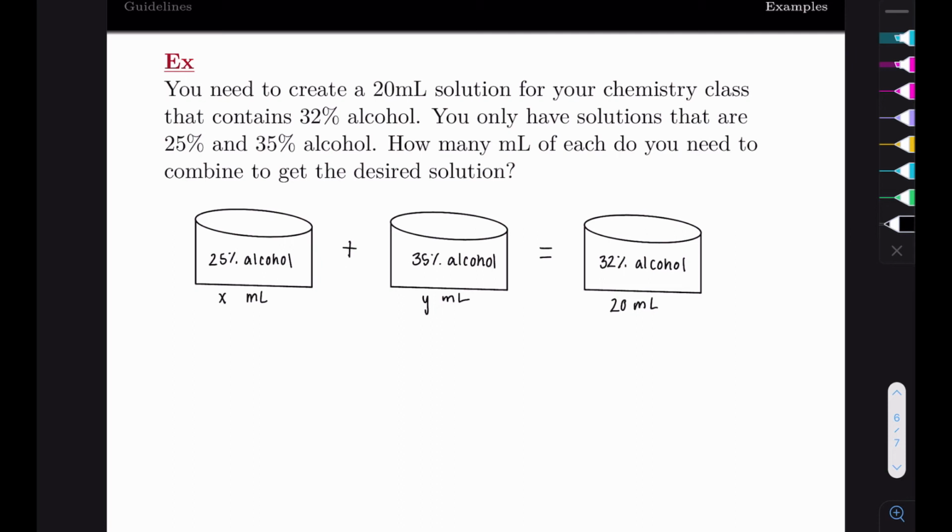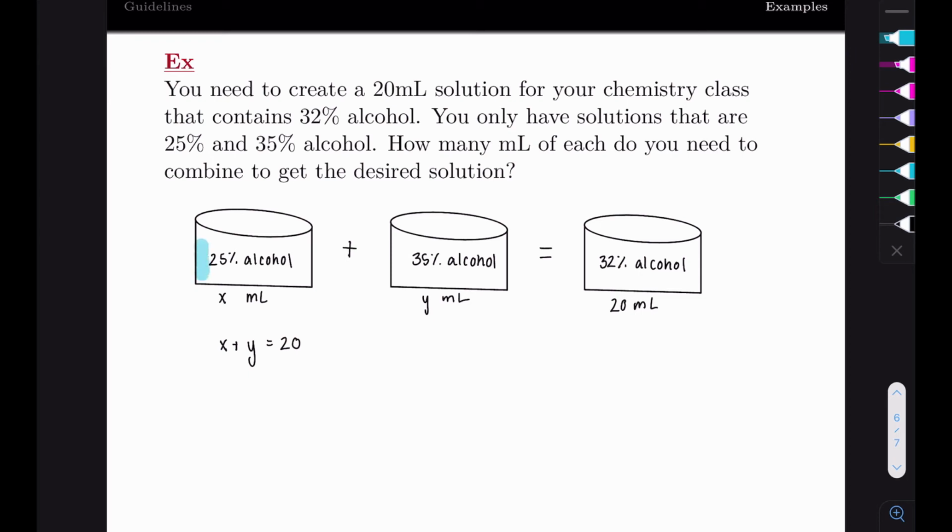So I need to come up with 2 equations as a result of this. The first one is going to deal with the fact that I want 20 milliliters of this solution. So if I take the amount of milliliters from each jug and add them together, it better in total be 20 milliliters. So that's going to be our first equation. The second equation is a little bit harder to come up with, but if you follow this picture, it's going to be the same process each time.